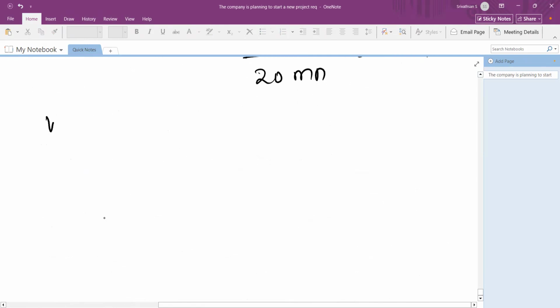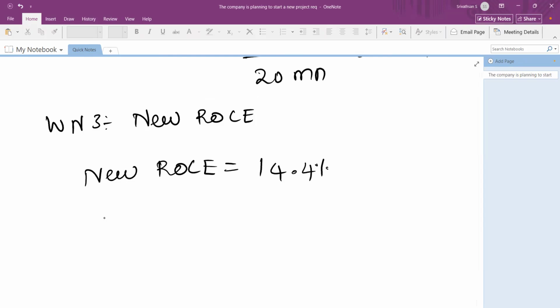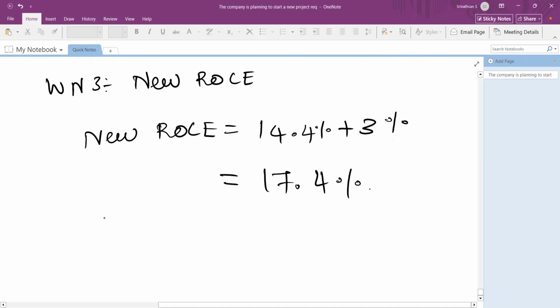So working note number 3, new ROCE. The new return on capital employed is equal to the existing return on capital employed of 14.4%. In addition to that, it is going to increase by 3%. So the new return on capital employed will be 17.4%. Now we have the new return on capital employed. With this, we can calculate the new EBIT.